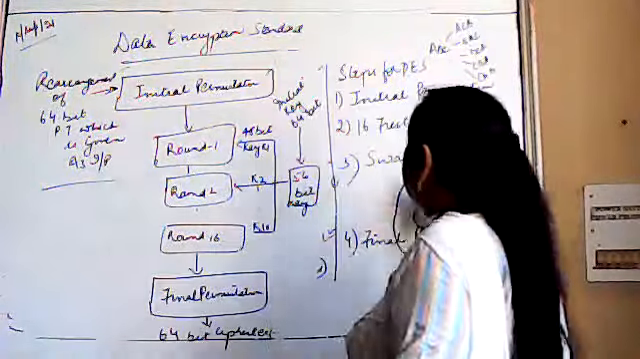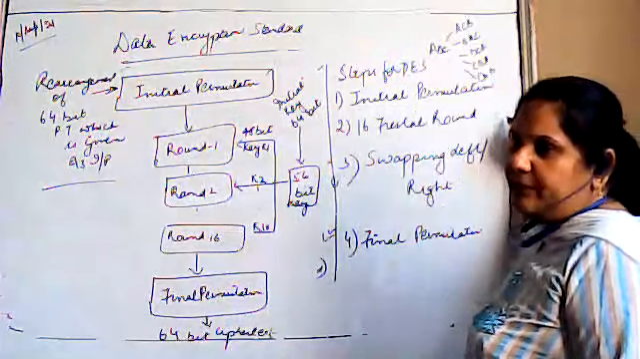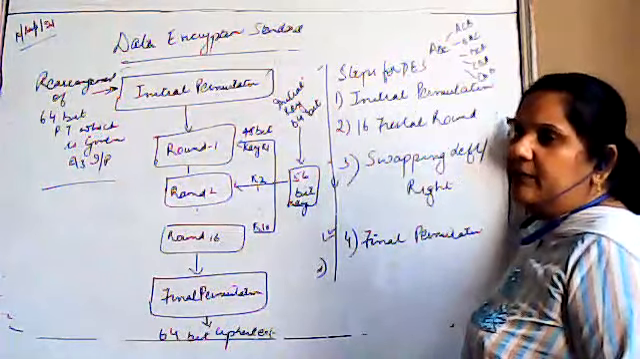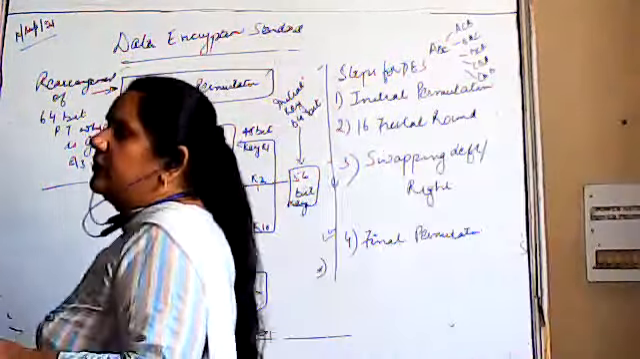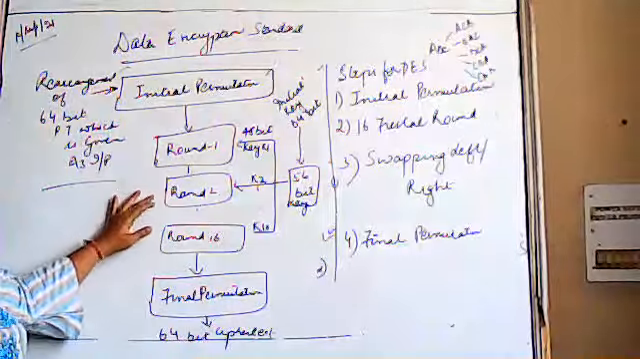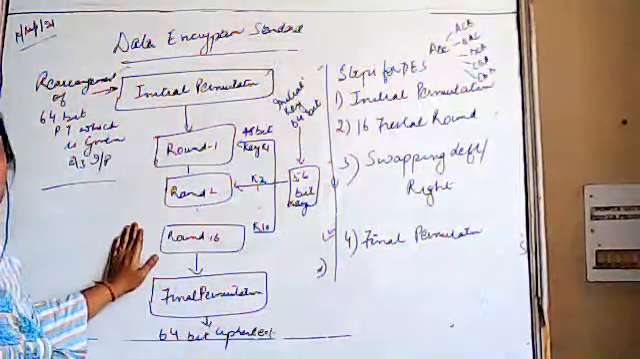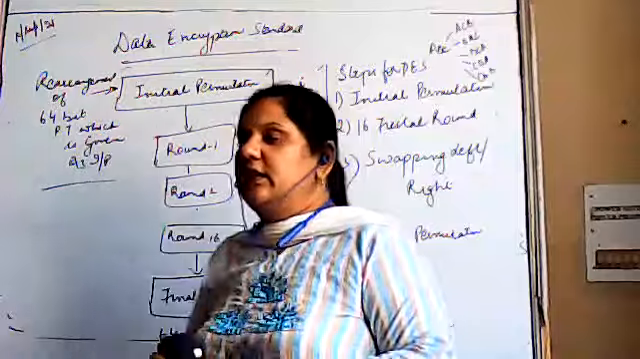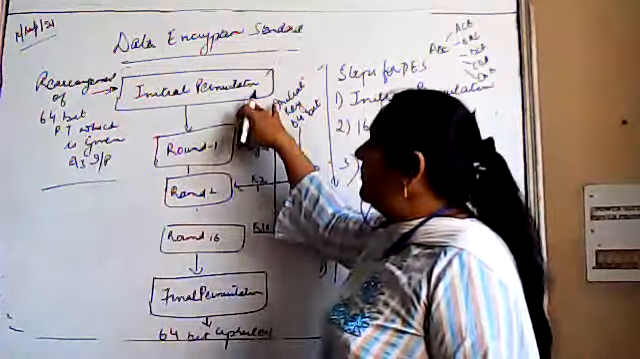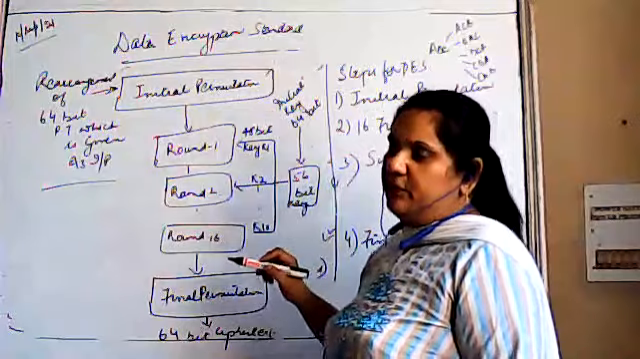Then, second step, 16 Feistel rounds are performed on the given plain text. So, we have round 1, round 2, up to round 16. These are 16 Feistel rounds which are performed on the output of the initial permutation.